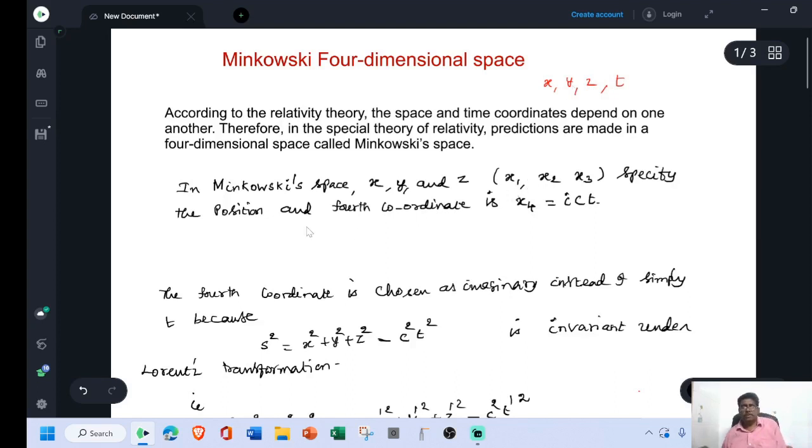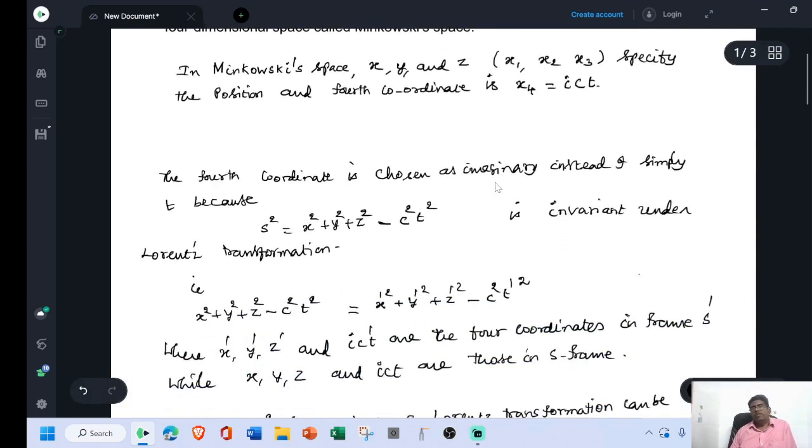In Minkowski's space, usually x is replaced by x1, y is replaced by x2, and z is replaced by x3. These coordinates x, y, and z specify the position, and the fourth coordinate x4 is equal to ict. The fourth coordinate is chosen as imaginary instead of simply t, because the term s square is equal to x square plus y square plus z square minus c square t square, which is invariant under Lorentz transformation.